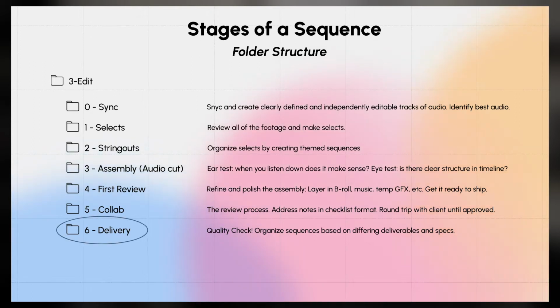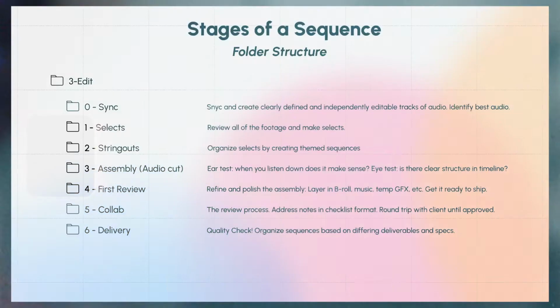And then 6-delivery, or QC and delivery. We get here only after the edit has been approved. Quality checking happens in the editing software as well as after we export. This is also where we're going to break out the different deliverables in this stage.